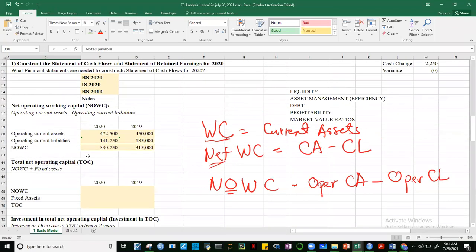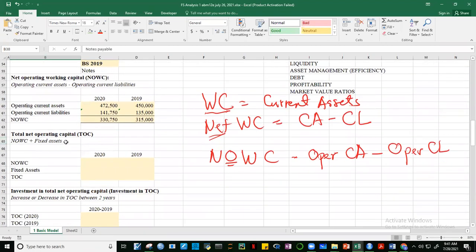Notice na yung NOWC natin nag-increase ng 2020. Ibig sabihin, management operations was provided more capital noong 2020. Okay, more operating working capital. Nadagdagan yung pwede nilang gamitin as operating working capital.